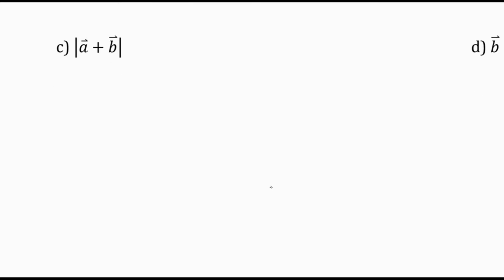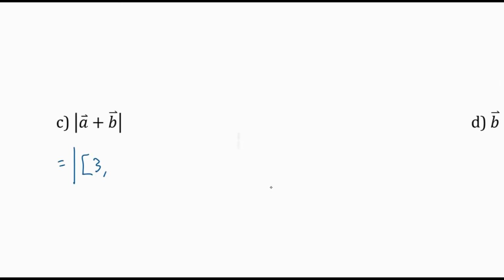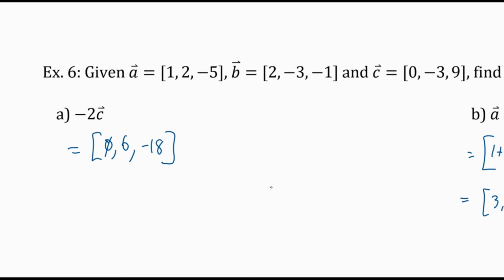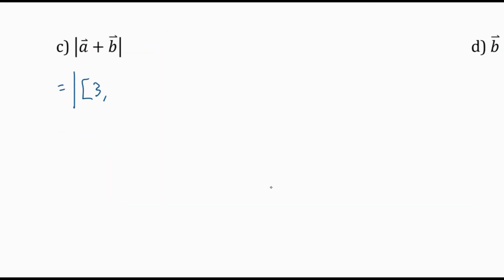The magnitude of A plus B. These ones are simple, but how do you show the work in a meaningful way? So I'm going to add A and B. So 1 plus 2, 2 plus -3, -5 plus -1. So I get 3, -1, -6. And I'm just going to write it like that. The magnitude of that vector, which is A plus B, is equal to... but it's still a vector because I've got it written in square brackets, right? So it's still a vector.